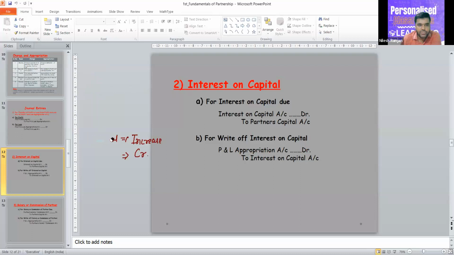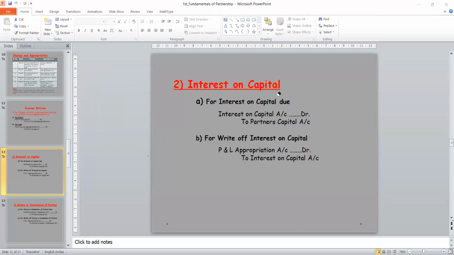The second entry is for write-off. If you know the concept of nominal account, you will understand this: there is no balance carried forward from a nominal account. You know this concept? Sir, can you repeat? There is no balance carried forward to the next period for a nominal account.